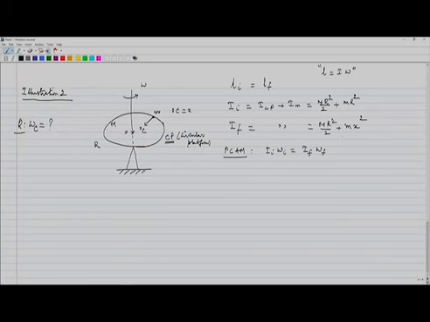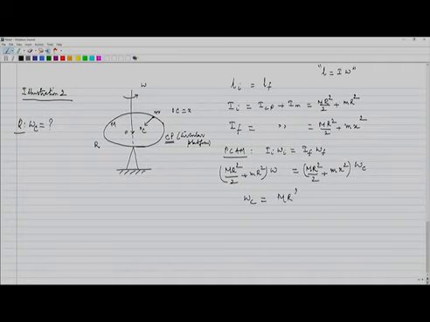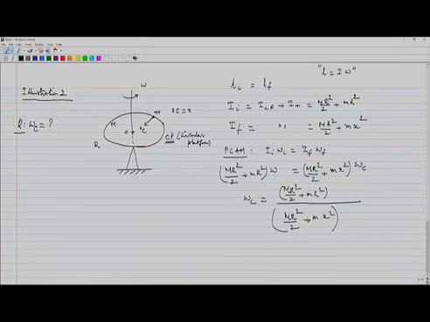So we equate these two. So (Mr squared by 2 plus mr squared) into omega is equal to (Mr squared by 2 plus mx squared) times omega at C. Therefore, omega at C, which means the angular velocity of the entire system when the mass is at C, let me write this in a neater way, is equal to (Mr squared by 2 plus little mr squared) divided by (Mr squared by 2 plus little mx squared), times omega.